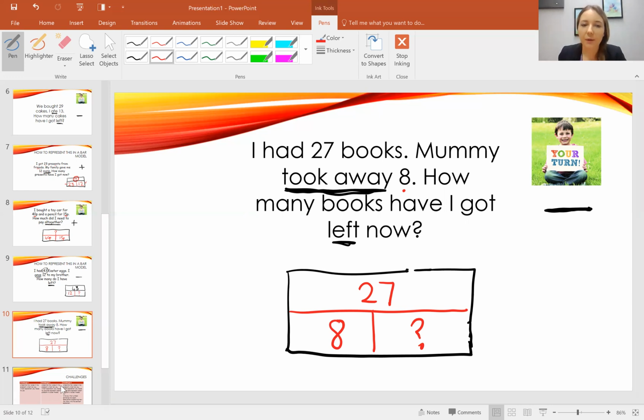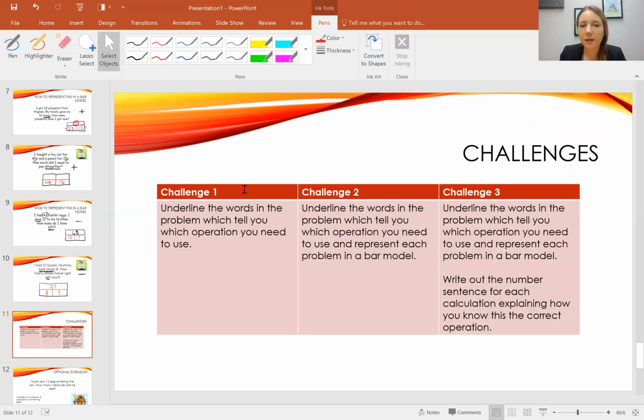Now it's time for you to have a go at one of the challenges. So there are some word problems on the website. You'll need to choose whether you're going to do challenge 1, challenge 2, or challenge 3. Challenge 1, you just need to underline the words in the problem which tell you which operation you need to use. So just like we've been doing, underlining the words that tell you whether it's addition or subtraction. And then next to it, I just want you to put add or subtract, the symbols that tell us.